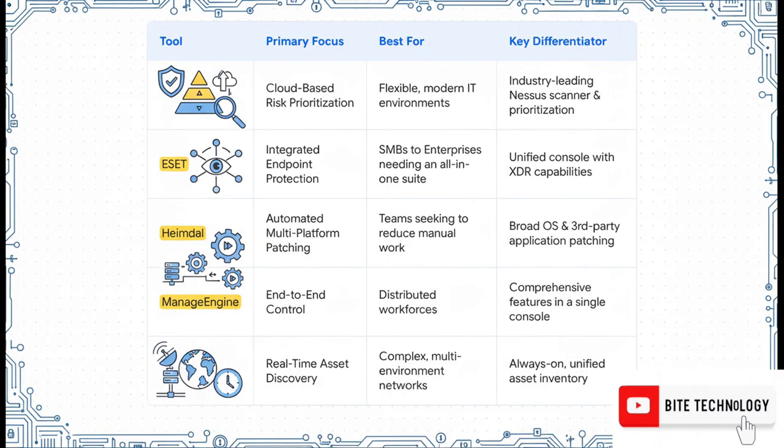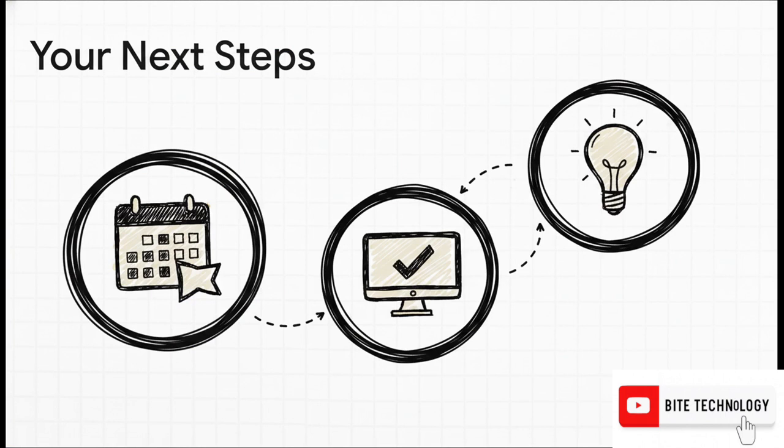Just think about your biggest pain point. Is your biggest problem just knowing what to fix first? Then you're probably looking at Tenable. Are you tired of juggling a million different security tools? That's ESET's sweet spot. Is your team drowning in manual patching? Heimdall is your automator. Got a huge remote workforce and need total control? That's Manage Engine. And if you've got a super complex network and you just need to see everything in real time, well, that's Qualys.